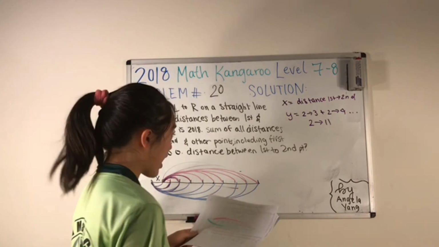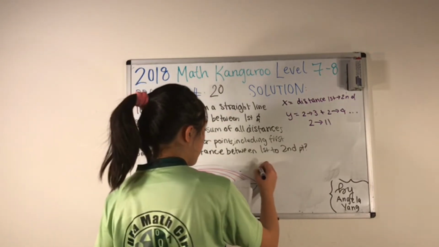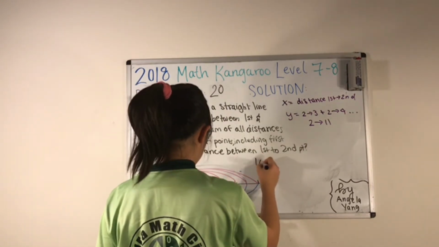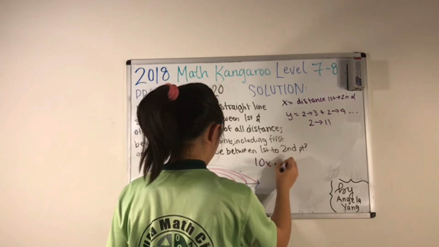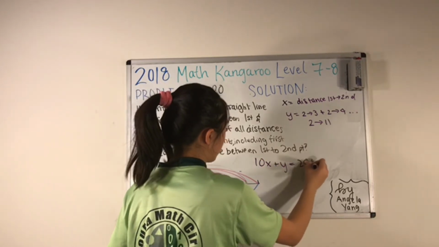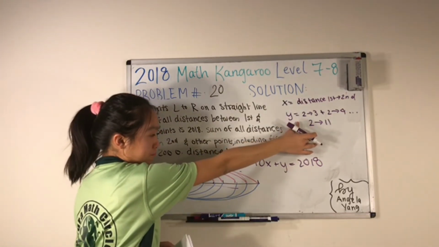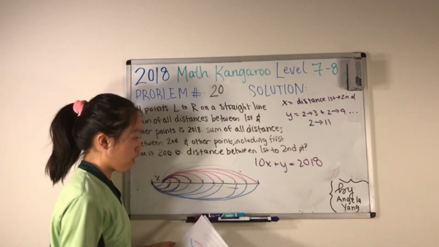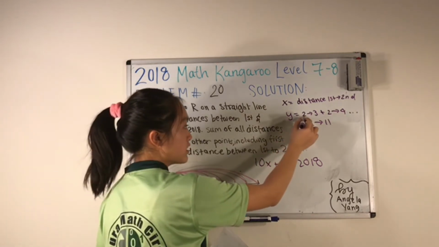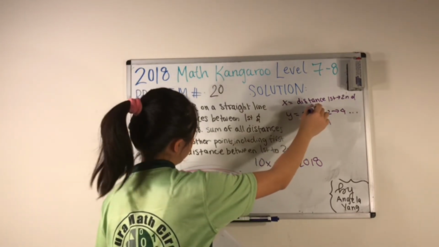So now that we know that, we realize that 10X plus Y equals 2018. And you're wondering, well, why 10X? Well, we know that the distances of Y already make up for all of this, because the distance between 2 to 3 is basically X.